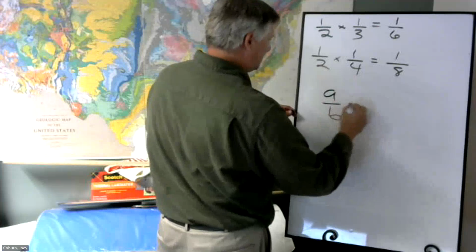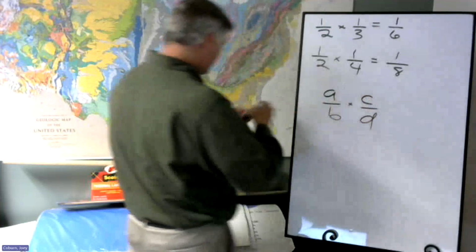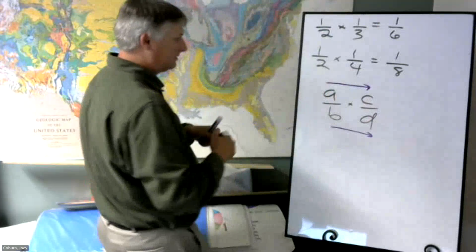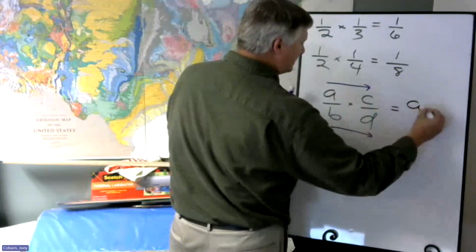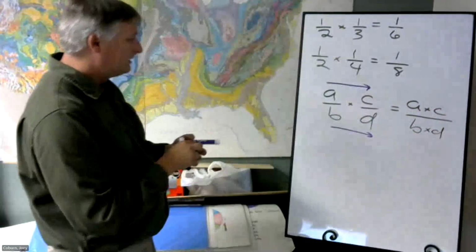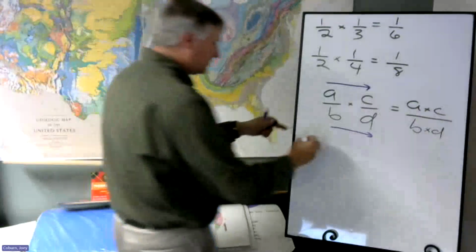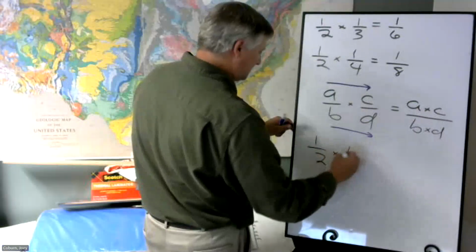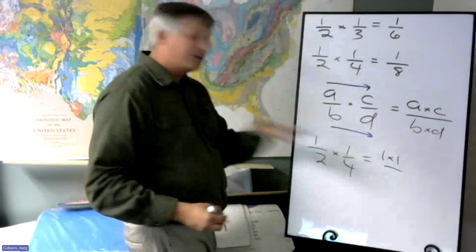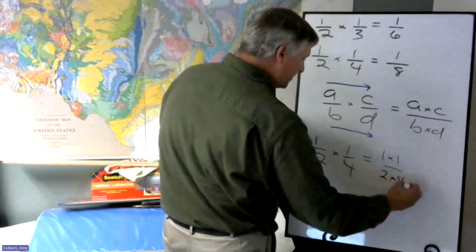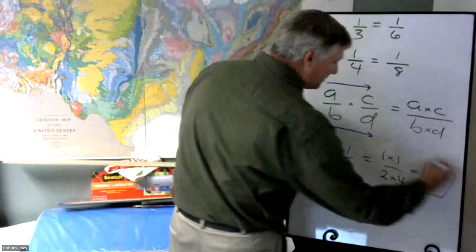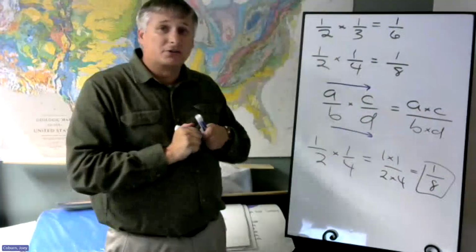A over B times C over D, we multiply across. A times C over B times D. Now, if we go back to our 1/2 times 1/4, that means we get 1 times 1 on the top, we multiply the top numbers, and 2 times 4 on the bottom. We multiply the bottom numbers, and we get 1/8. And that's it. That's how we multiply fractions.